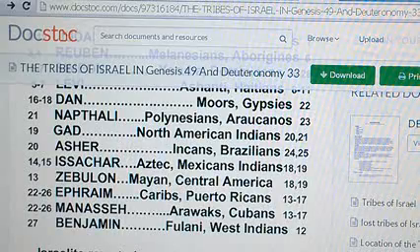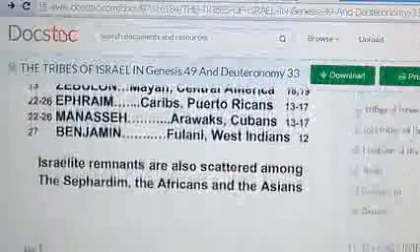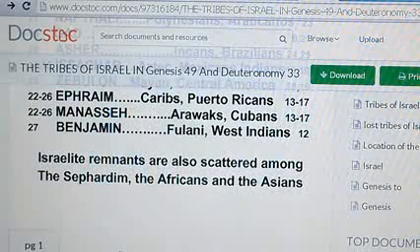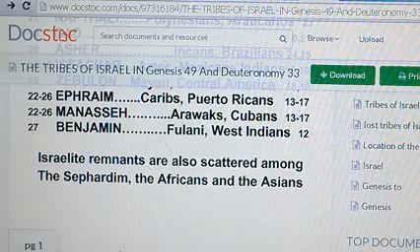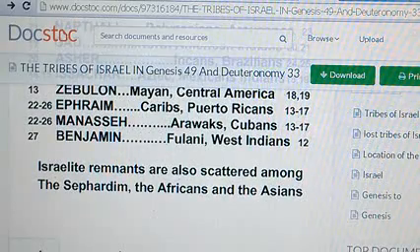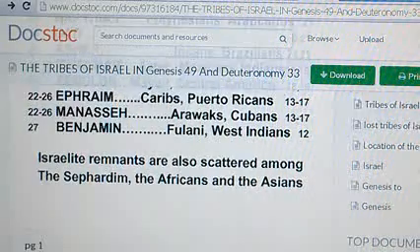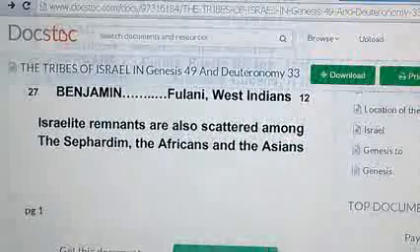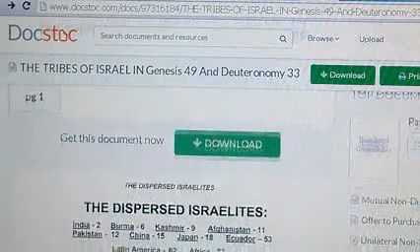I could touch on some of this, but it's interesting how this is more complete. The Israelite remnants are also scattered among the Sephardim, the Africans, and the Asians, because Hebrew in and of itself is an Afro-Semitic language, Afro-Asiatic, Cushitic-Semitic, like Amharic as well. That's a related point, but keep that as a footnote right now.